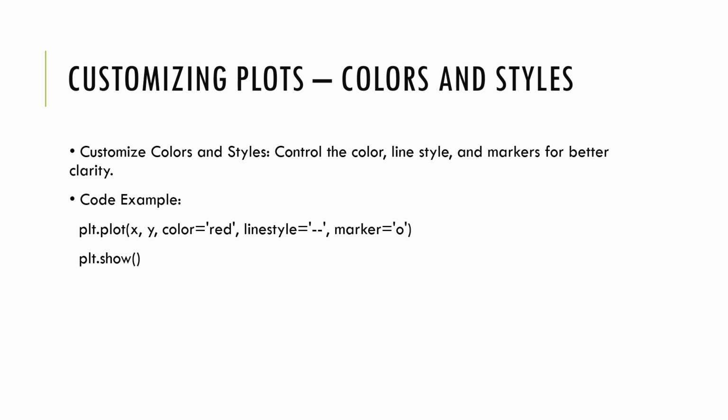Customization does not end with labels and legends. We can also control the color, line styles, and markers in our plots. This is useful when we want to distinguish between multiple lines or emphasize certain data points. In this example, we change the line style to dashed and use circular markers.